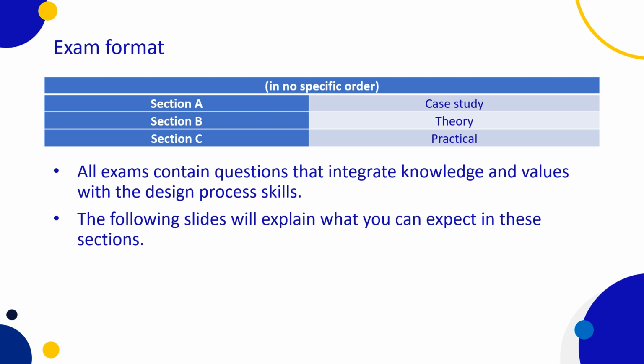Your exam format is usually presented in Section A, Section B, and Section C. Section A being the case study, Section B being your theory, and Section C being your practical aspect or your drawing. However, just note that Section A, B, and C are in no specific order. So you could get your theory in Section A and you could get your case study in Section B, for instance. It is just that the usual layout is Section A, your case study, Section B, your theory, and Section C, your practical or your drawing aspect.